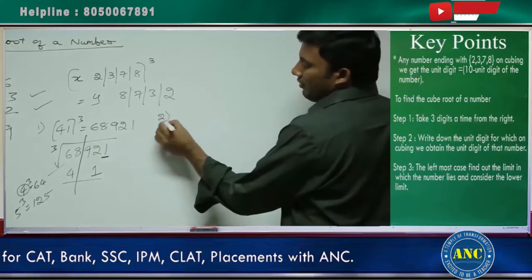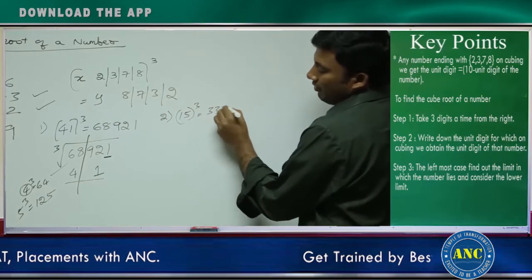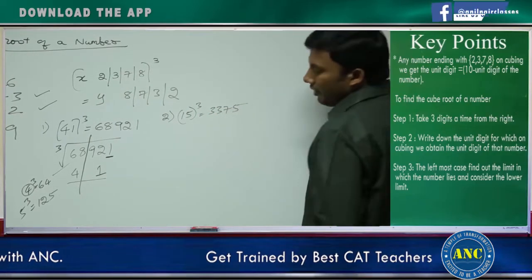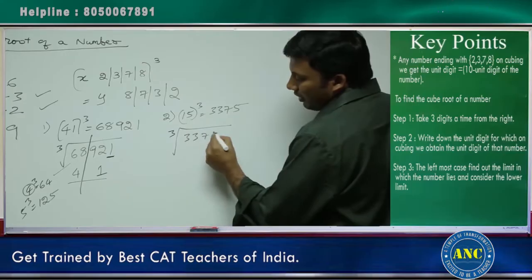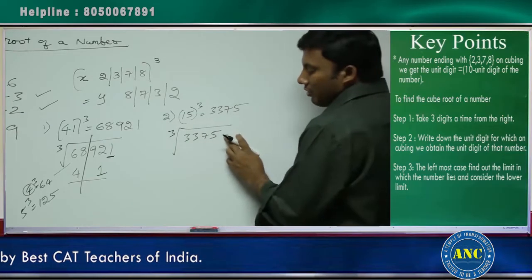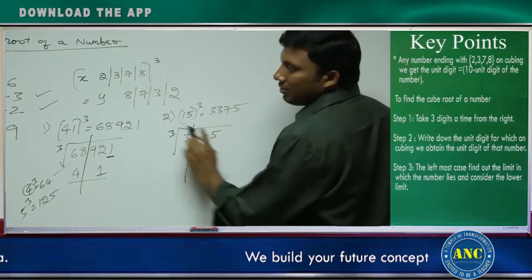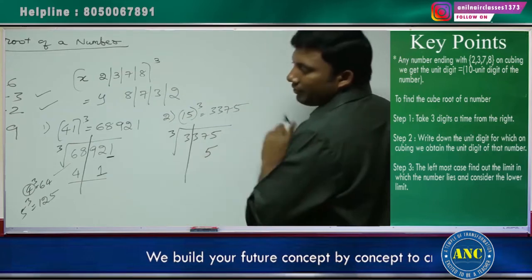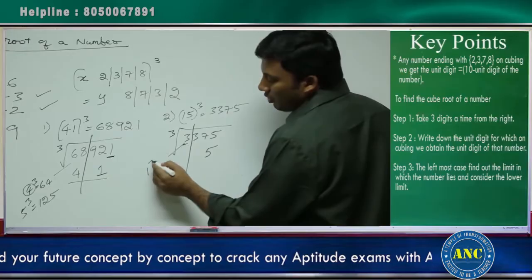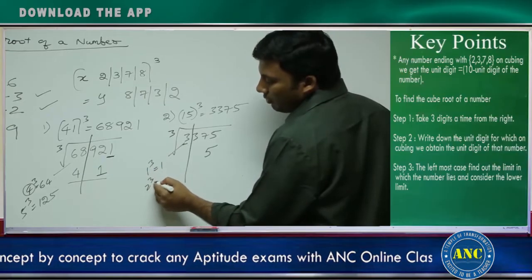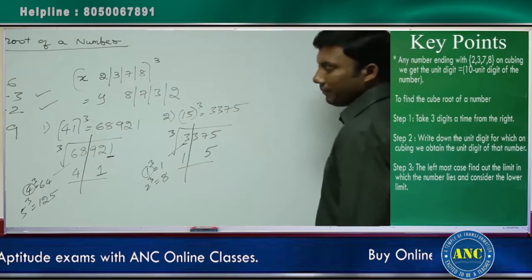Next one. 15 whole cube, we already found out in type 1, is 3375. Find out the cube root of 3375. Step number 1. Start from the unit digit. Keep a slash after 3 digits. This is ending with which number? 5. Which number on cube will give me 5? 5. 3 lies between which two cubes? 1 cube 1, 2 cube 8. What is the lowest number? 1. Answer is 15.